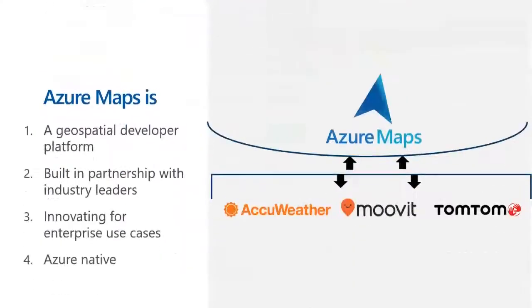So let's talk specifically about what Azure Maps is. This is a geospatial developer platform. It is built through different partners that we have. One of them is TomTom, who is providing us all the images, and we have AccuWeather for all the weather functionality, and Moovit as well. We have innovating enterprise use cases, and as I mentioned before, this is Azure native, so you can start using Azure Maps with the Azure subscription that you have right now.